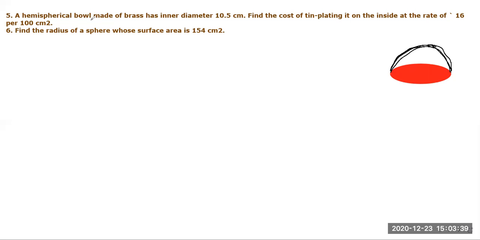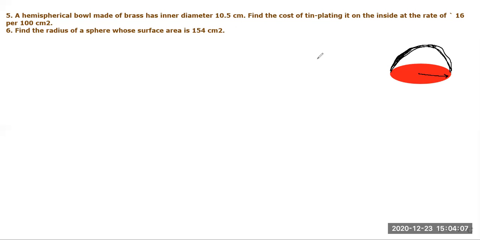The hemispherical bowl made up of brass has an inner diameter. So what is inner diameter, students? Inner diameter is this diameter. Why does it say inner diameter? Because there will be some thickness of the bowl also.